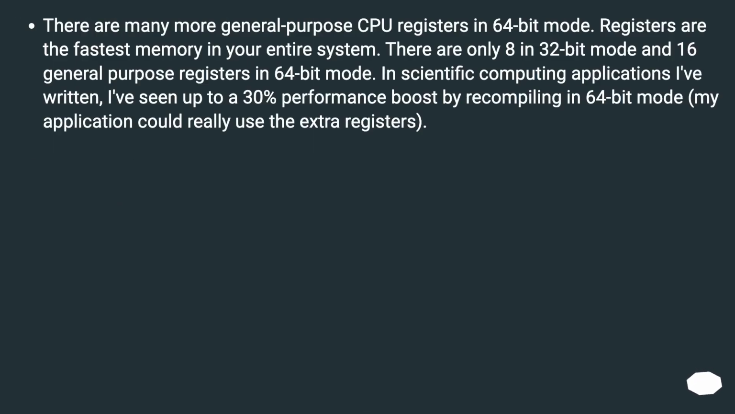There are many more general-purpose CPU registers in 64-bit mode. Registers are the fastest memory in your entire system. There are only 8 in 32-bit mode and 16 general-purpose registers in 64-bit mode. In scientific computing applications I've written, I've seen up to a 30% performance boost by recompiling in 64-bit mode. My application could really use the extra registers.